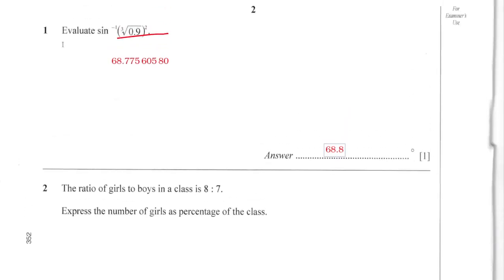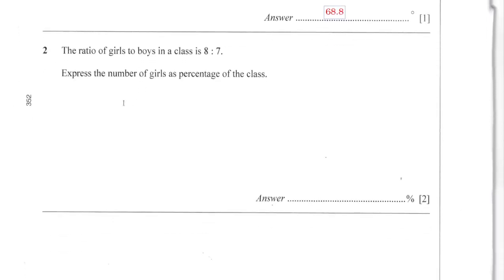Now if you just take your calculator and put it as it is, you're going to get something like 74 squared, which is a very big number, which is not correct. In this case, we are looking for an angle. Let's check the second question.